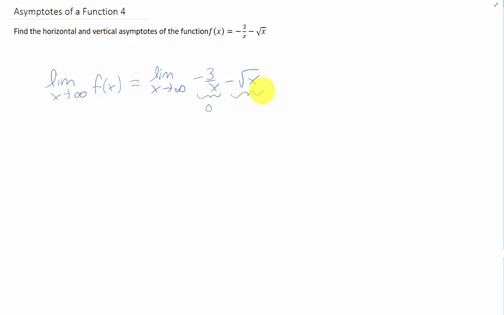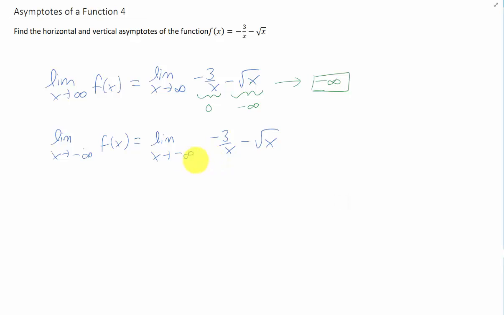However, this term right here, this negative square root of x, is going to go to negative infinity, because the bigger x value we plug in here, the bigger the square root of that x value is going to be. So this limit as x goes to infinity is going to approach negative infinity. That does not give us a horizontal asymptote because that is not approaching a number.